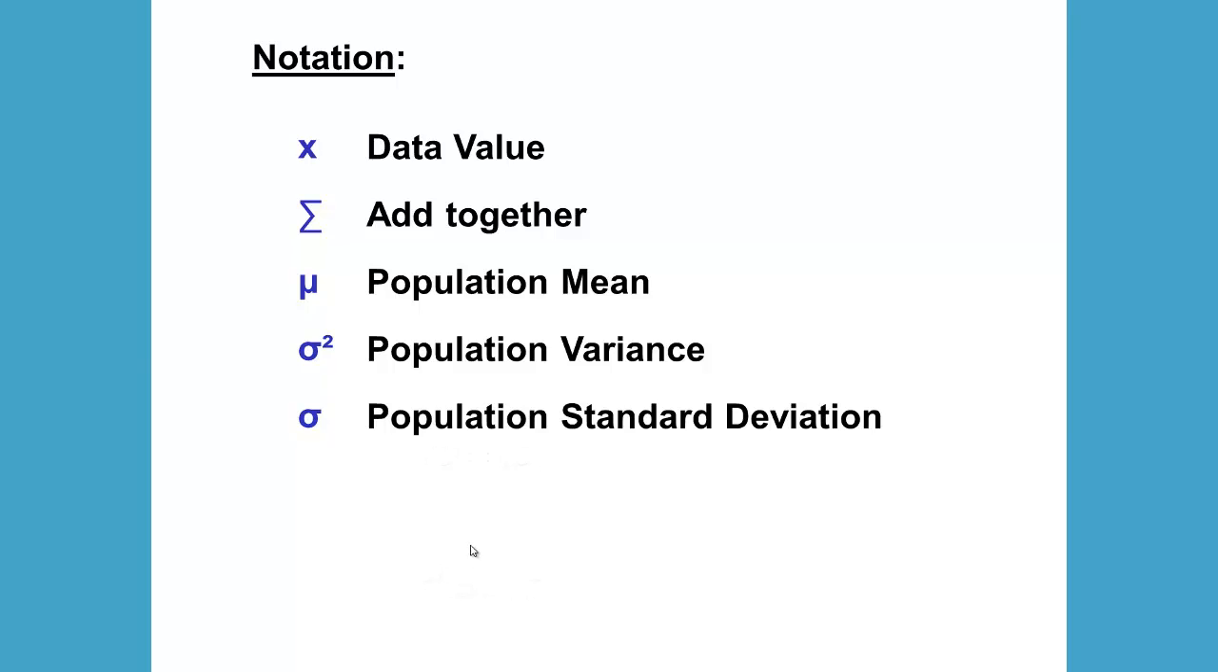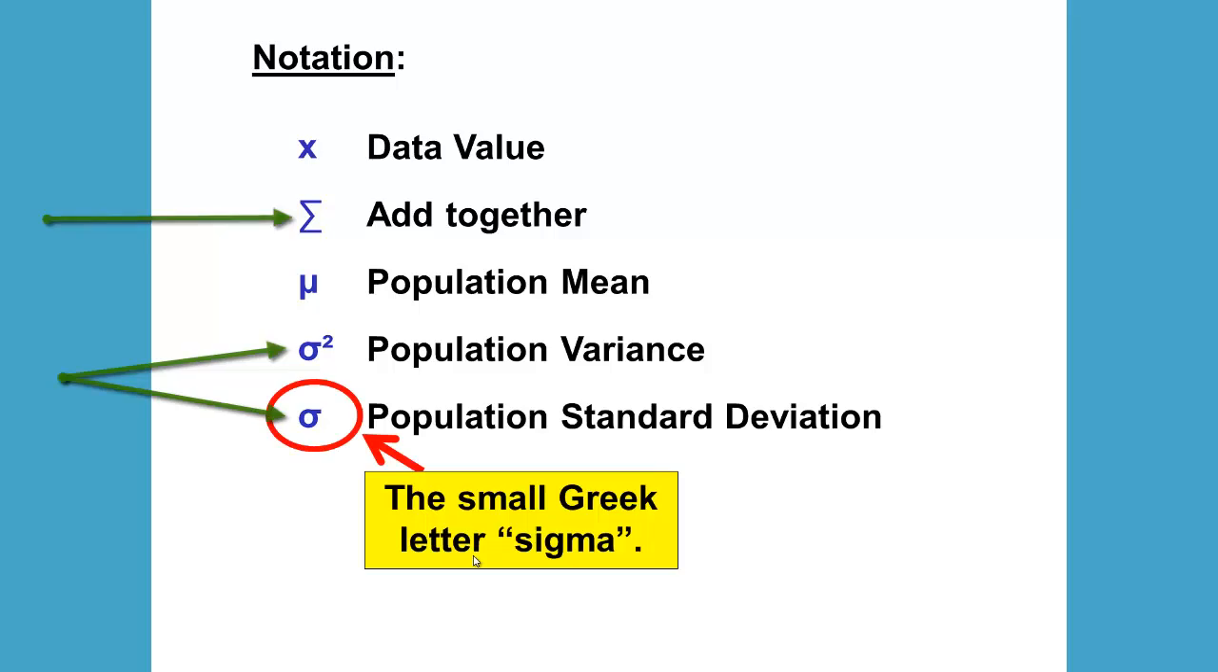This is the third place that we see the Greek letter sigma. The capital letter means to add together. The lower case is for the population variance and standard deviations. The squared is for the variance, without the squared for the standard deviation.